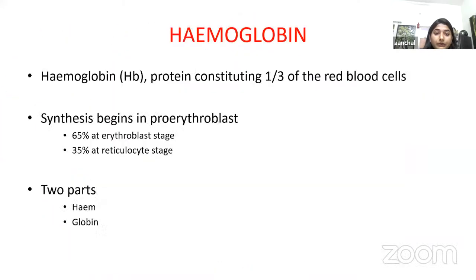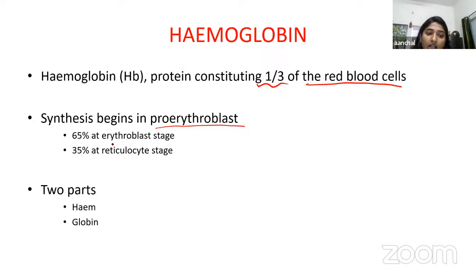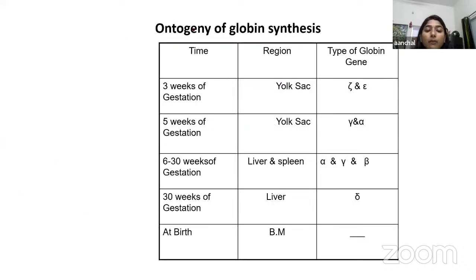Now, next we're going to learn that hemoglobin, as we know, is a protein constituting 1/3 of the RBC, and synthesis begins in the pro-erythroblast, 65% at the erythroblast stage and 35% at the reticulocyte stage. What these stages are, and the role of hemoglobin in them, we're going to learn in the class on RBC. Then in hemoglobin, we have two parts. The first is heme, the second is globin. Then about the ontogeny of globin synthesis.